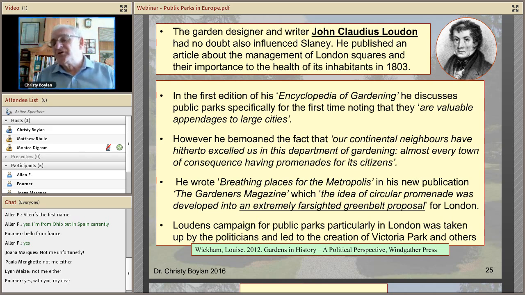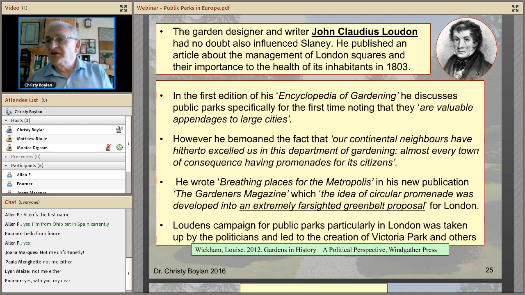Kew Gardens are about 120 hectares in size. Similar examples in Germany were noted, and they were developed in accordance with the English landscape style. So these people were developing parks and designing them in the way that the English gardens were designed. So John Claudius Loudon had no doubt influenced Slaney, and he published an article about the management of London squares and their importance to the health of its inhabitants. And that was in 1803. And you remember I showed you a slide of Dublin, and those parks that I showed you were squares as well, and they were provided at that time and before.